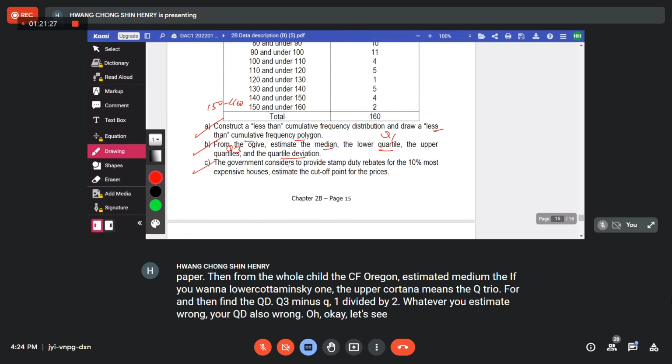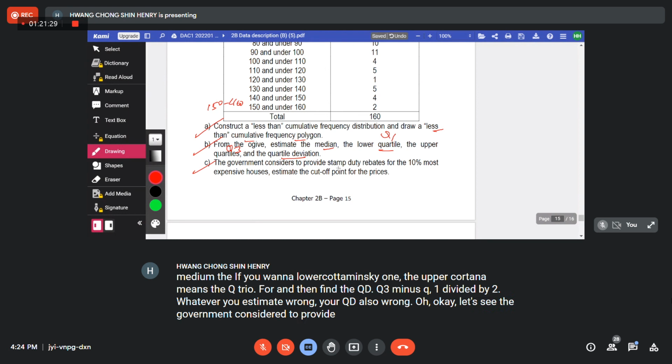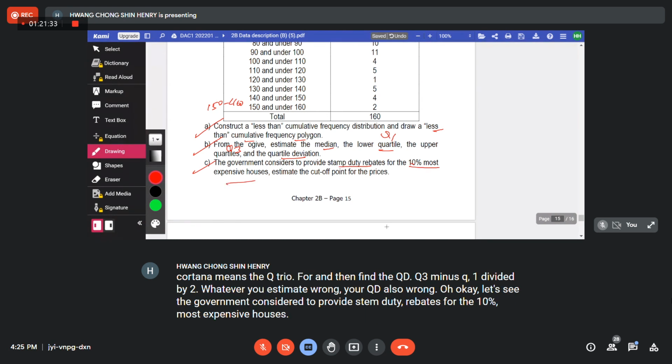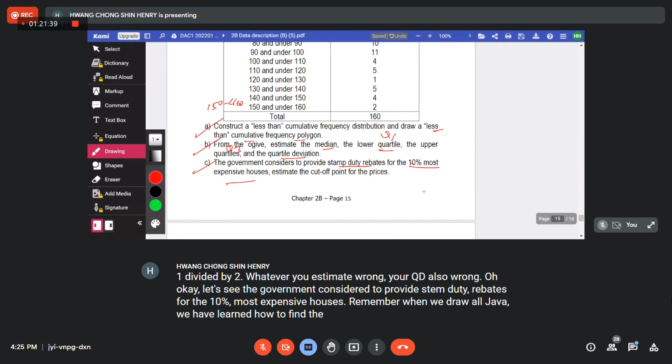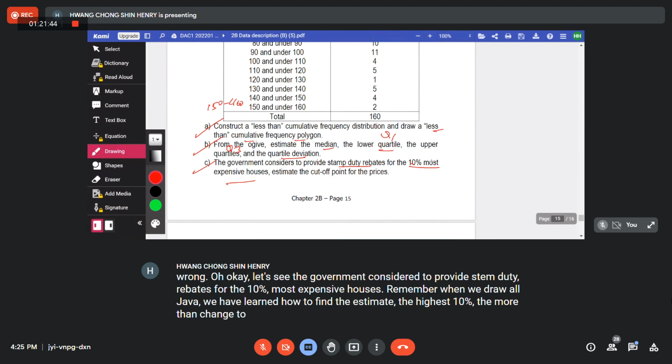Okay, part C, the government considers providing stamp duty rebates for the 10% most expensive houses. Remember when we draw the ogive, we have learned how to find the estimate for the highest 10%: the more than, change to less than. Remember all this percentage?